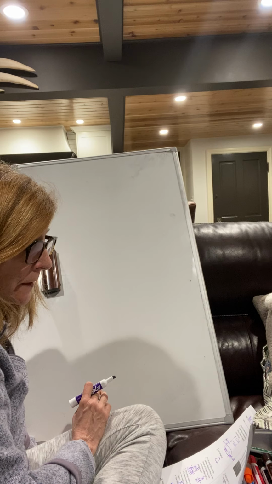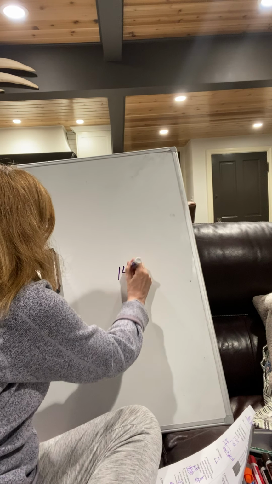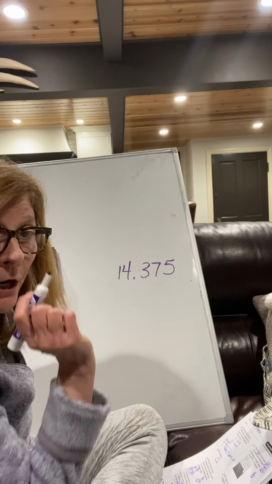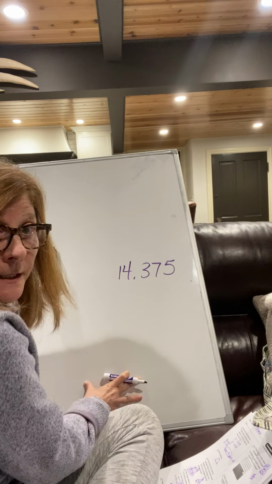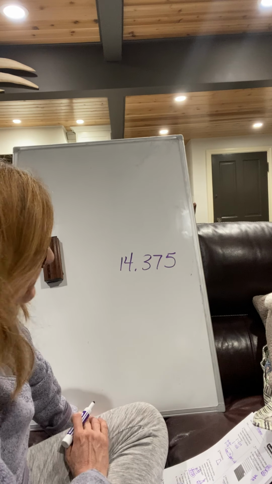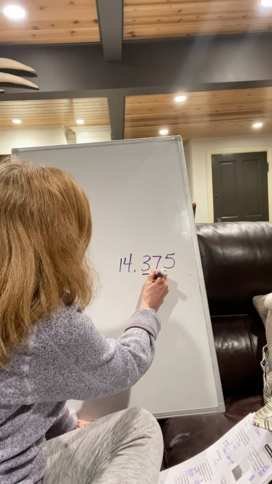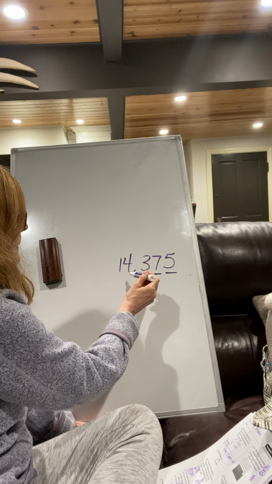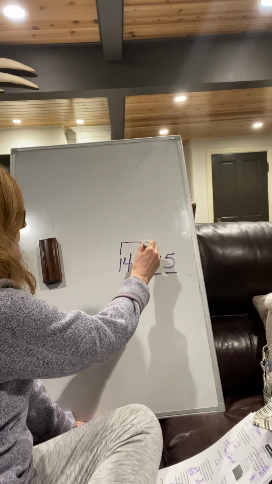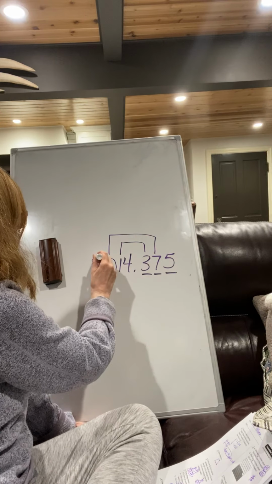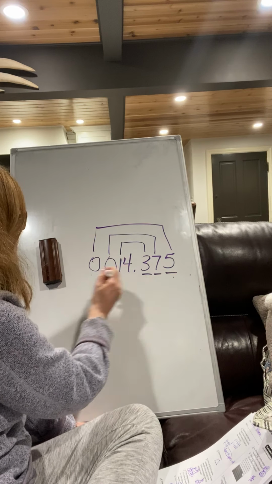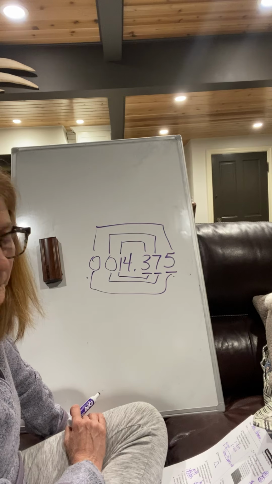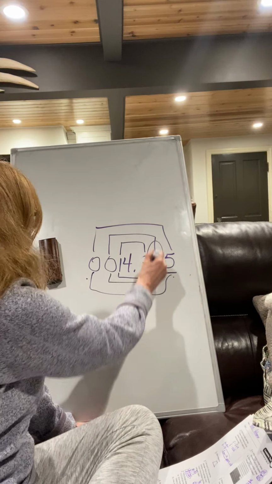Number 7. Which digit in 14 and 375 thousandths is in the hundredths place? Now, be careful, hundredths. Of course, there is no hundreds place here, but how do you figure it out? You're going to have to know your place value. Tenths, hundredths, thousandths. And remember, they match up with tenths, hundredths, thousandths. It's the exact opposite. Hundredths, tenths, thousandths. Okay? All right, so what number is in the hundredths place? The 7.